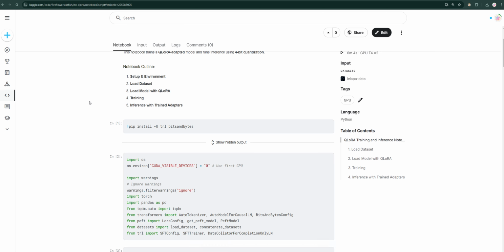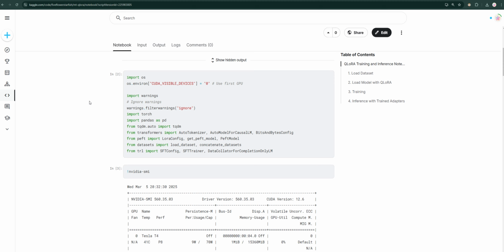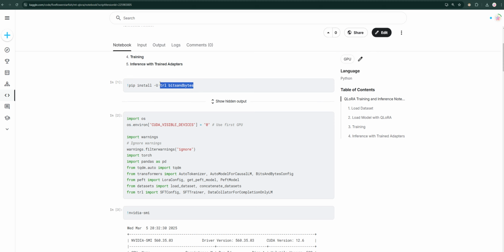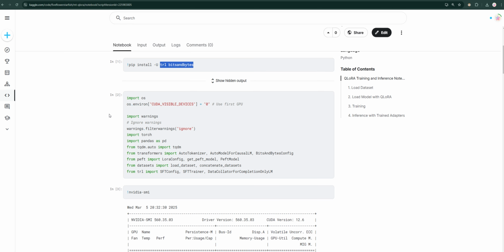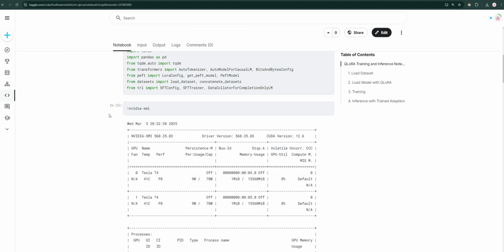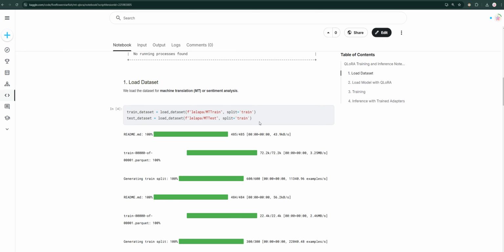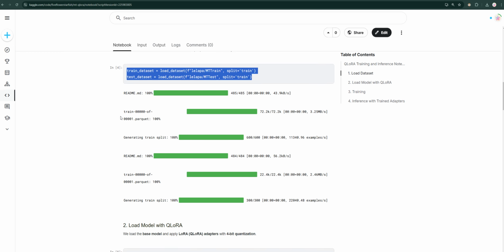We start by setting up our environment with all the necessary libraries. In my notebook, I begin by installing key packages. Think transformers for the base models, PEFT for parameter-efficient fine-tuning, bitsandbytes for quantization, and TRL for some really nifty training utilities. I'm working with the MT-train dataset provided by Lelapa, which pairs English sentences with their translations in Swahili or Hausa. The goal here is clear: fine-tune our model so it translates English into these African languages more effectively.